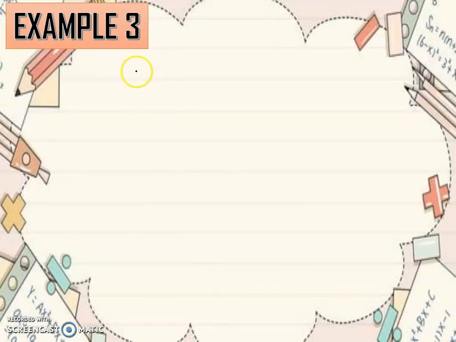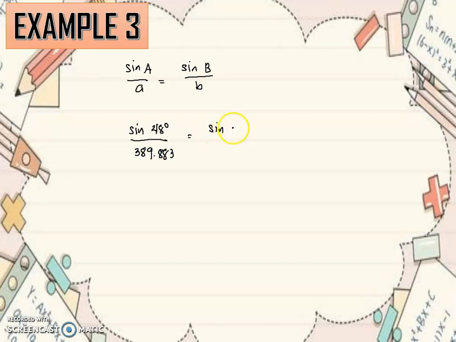So in solving for side B, we will use the combination sine A over A equals sine B over B. But you can also use the combination of sine C over C equals sine B over B. We will arrive at the same answer. So for this, we will have sine 48 degrees over side A, which we have solved as 389.883 units, and angle B is 75 degrees, and we are looking for side B.